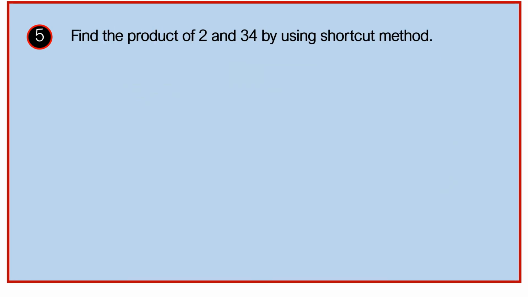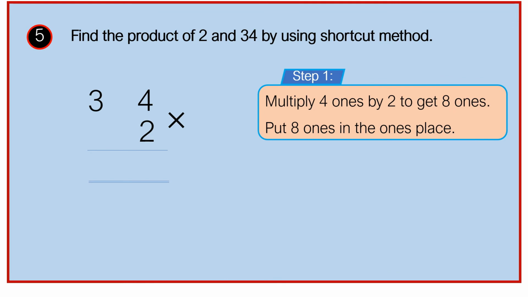Example 5. Find the product of 2 and 34 by using the shortcut method. So we simply write 3, 4, and then we multiply it by 2. In that case, let us get our step number 1. We will multiply 4 ones by 2 to get 8 ones. And then we write 8 ones in the ones place.